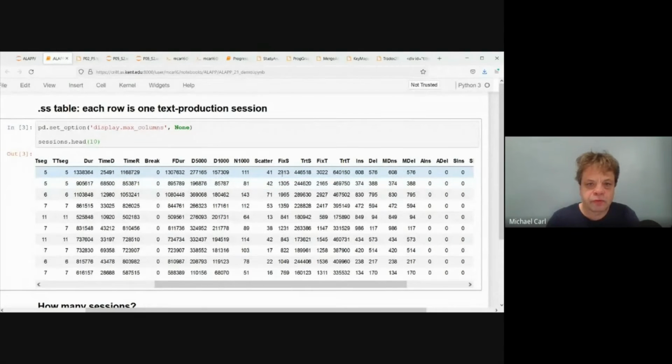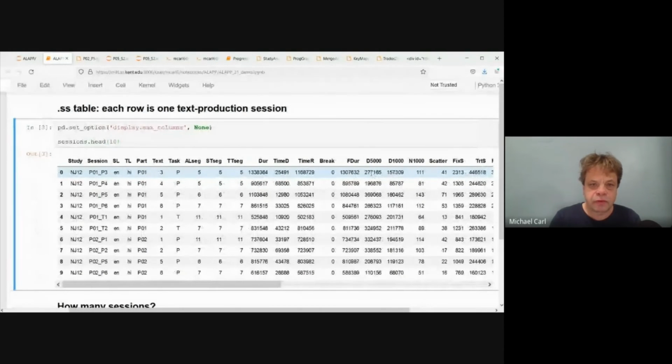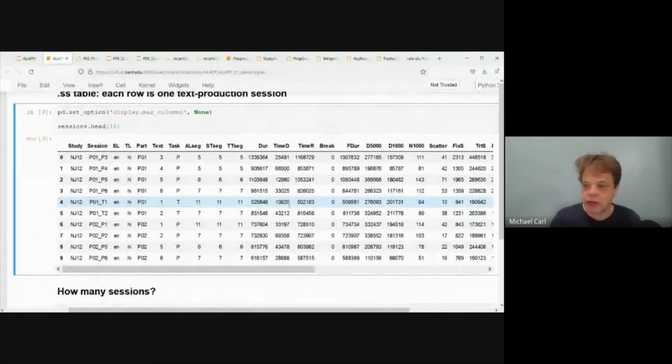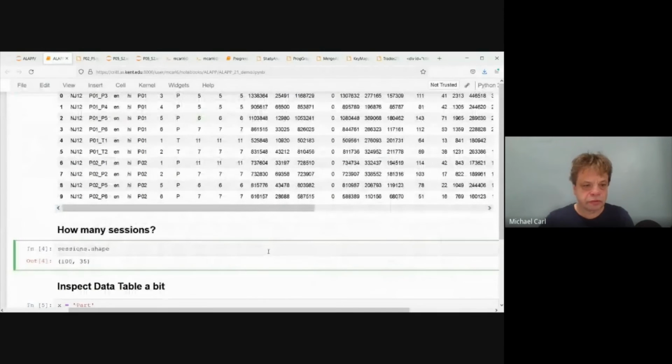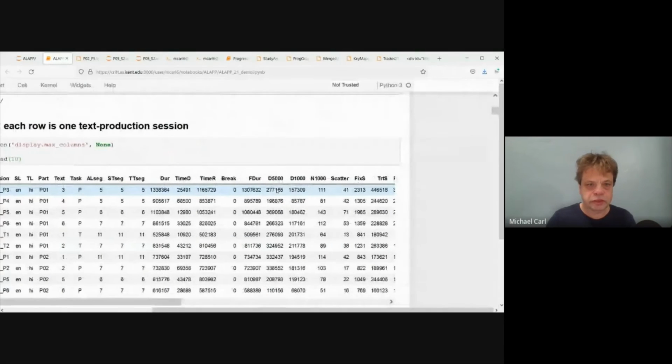Here we have the number of fixations on the source text, fixations on the target text, the number of insertions, the number of deletions, and so on. So we have quite some data that we can now try to analyze and to relate to each other. Here we have 100 sessions, and these are 35 features per session.